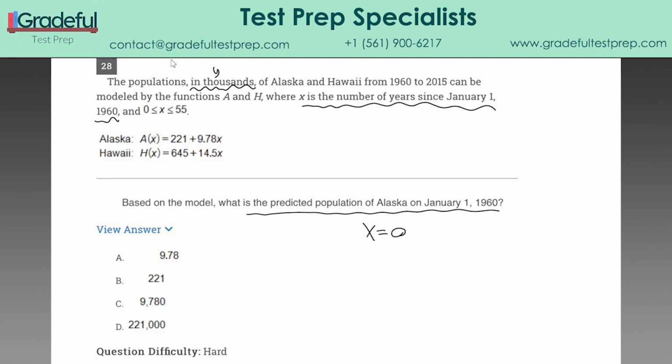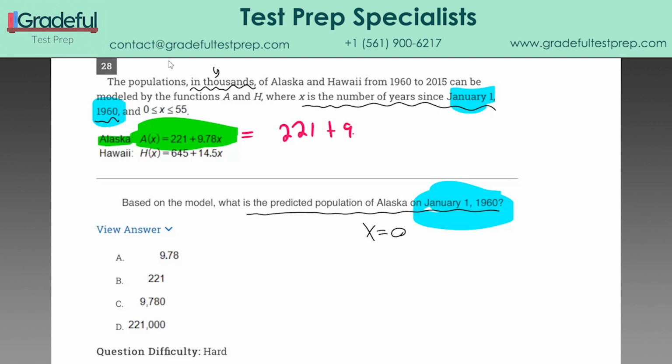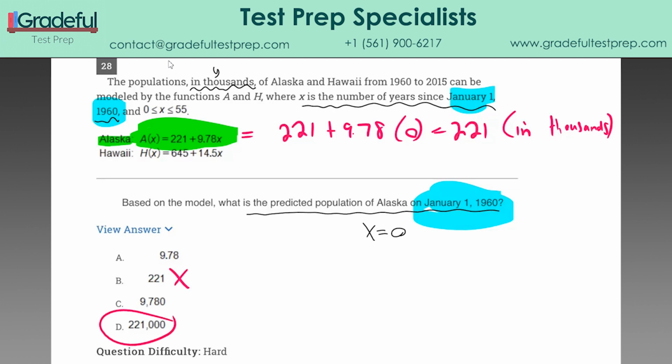So x is 0, because x is the number of years since January 1st, 1960, and they're asking us about January 1st, 1960. So that's the idea that x is 0, and it's Alaska, so it's this function right here, and we'll just plug in x is 0 right there. So 221 plus 9.78 times 0 is simply 221, but we do have to be careful because it's that many thousands. So this right here is a terrible decoy wrong answer, and the answer is D, 221,000.